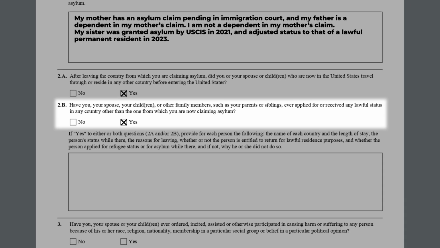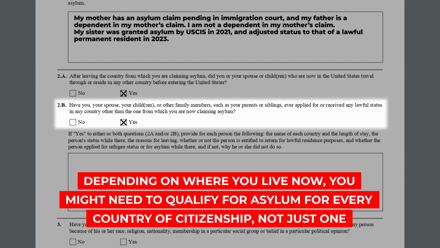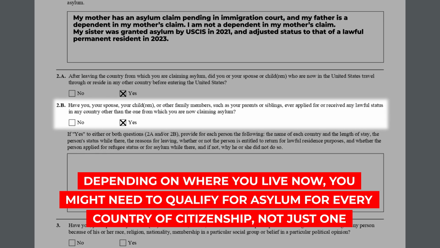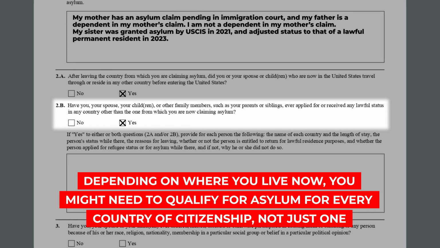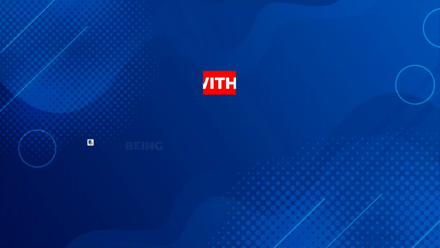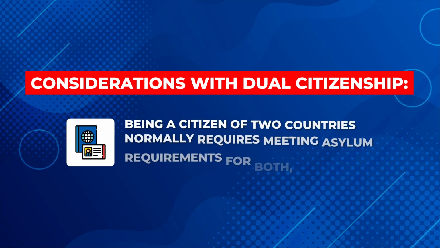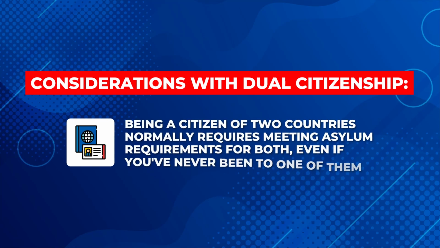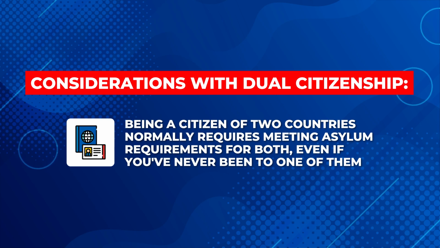Why might dual citizenship matter in your U.S. asylum case? Well, unfortunately, depending on where you live, you may need to prove that you qualify for asylum with regard to every country of which you're a citizen rather than just one country. I know this sounds weird, but it's true. For example, if you were born and grew up in Venezuela, but you're a citizen of both Venezuela and Spain, then you would normally need to show that you meet all the requirements for asylum, not just for Venezuela, but also for Spain, even if you've never set foot in Spain.